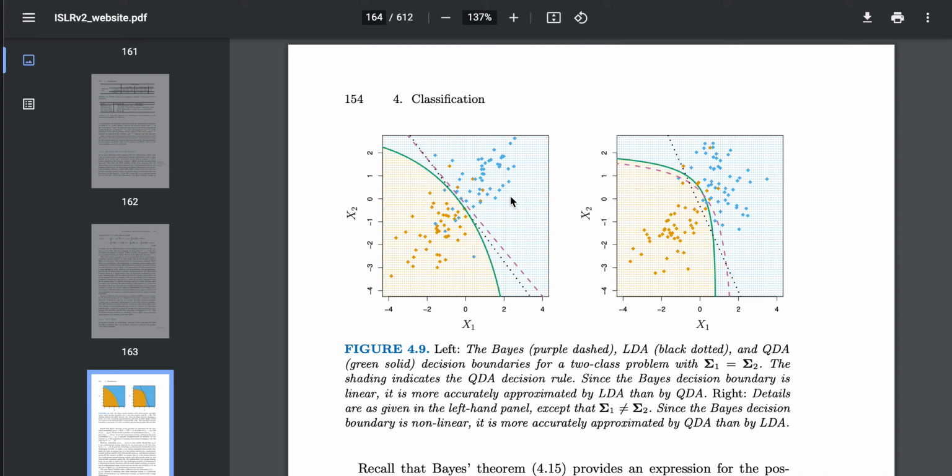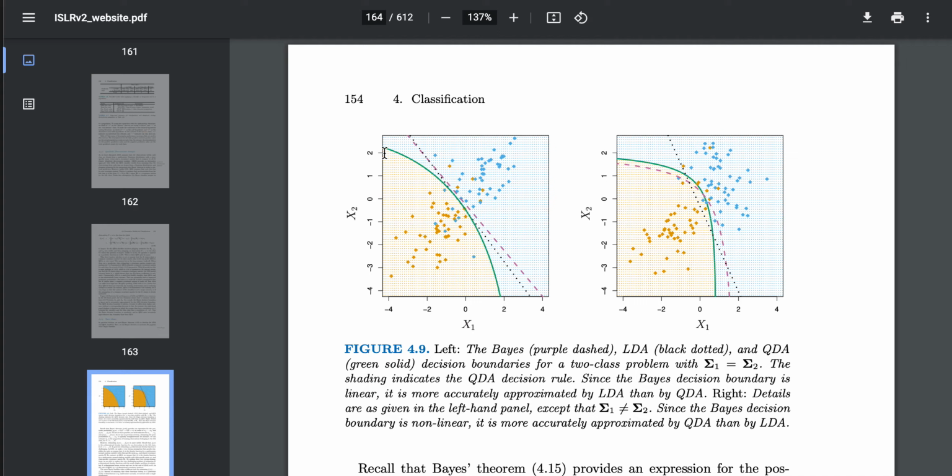And if we would use the true covariance and the true means and the true unknown prior probabilities, we get this decision boundary, which is the Bayes. If we were to estimate them from the data using LDA, we get the black dotted line. And if we would use quadratic discriminant analysis, then we would get this decision boundary.